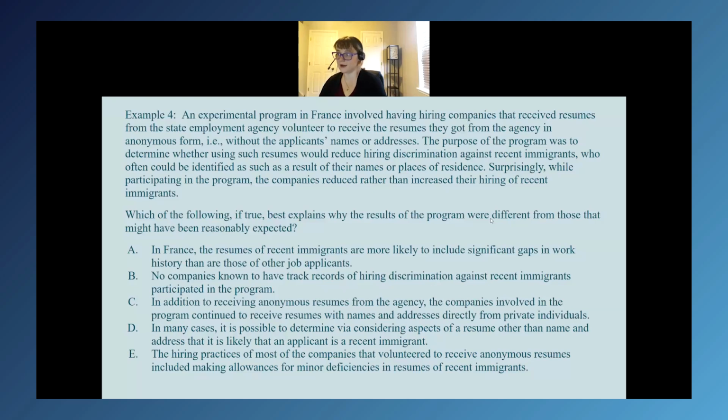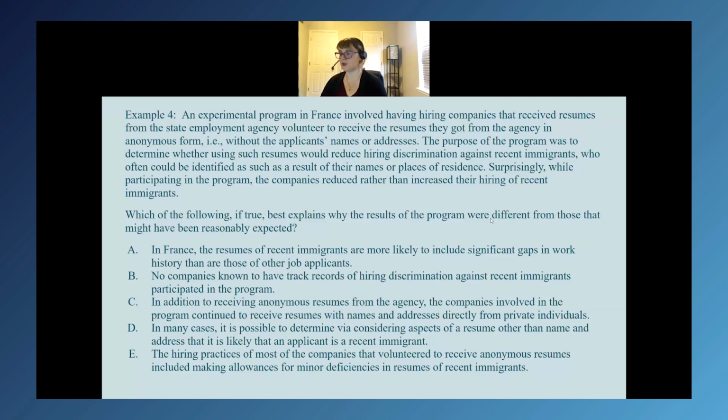B, no companies known to have track records of hiring discrimination against recent immigrants participated in the program. Then we're not even talking about them. That is why it's so important to notice that it is voluntary. Those companies didn't sign up. We're actually only talking about the companies that did.